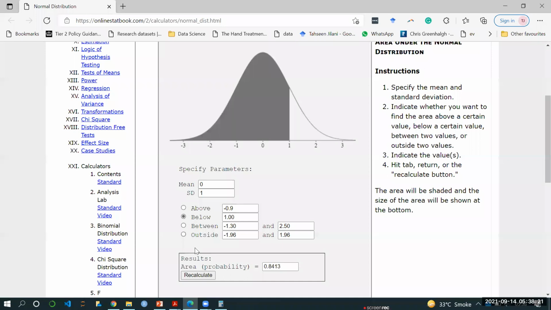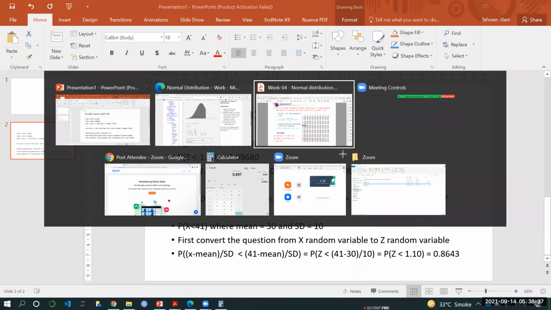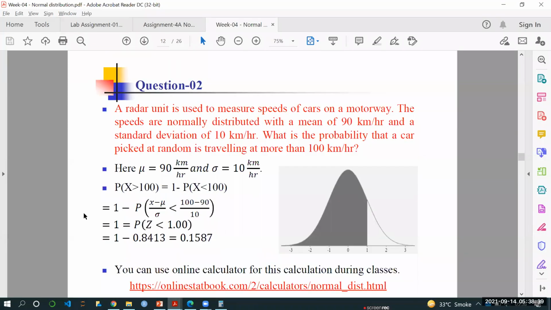Sorry, no. So if I click, 0.8413 or something, so similar answer. So you can see that we can find the answers using either this online calculator or using this standard approach, which is the tabular approach. Any questions?